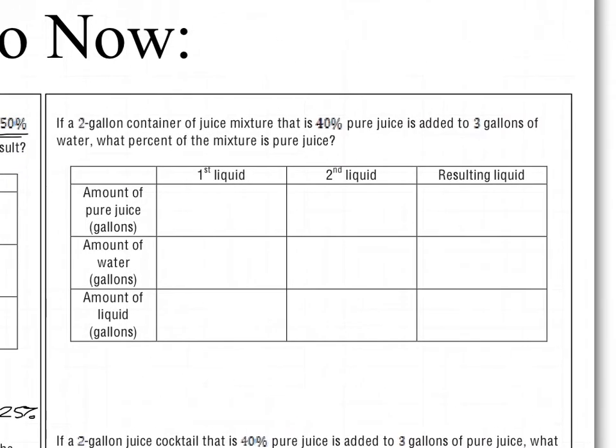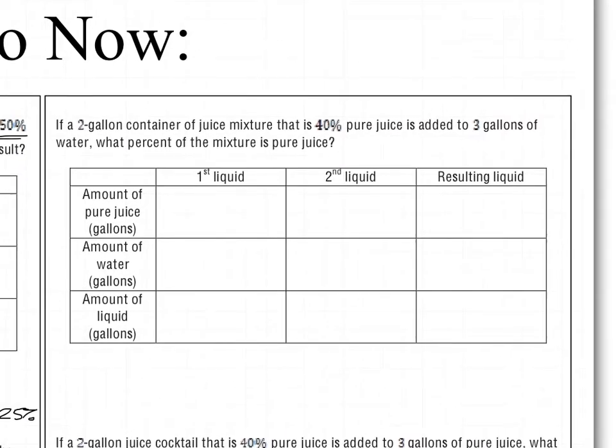Alright, looking over here, it says a 2-gallon container is a juice mixture, 40% juice, and 3 gallons of water. What is the percent mixture of the juice? So again, we really need to figure out this one and this one. See if you can fill out the table on your own.